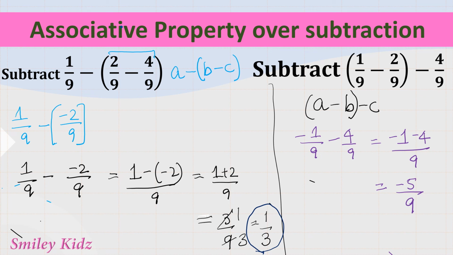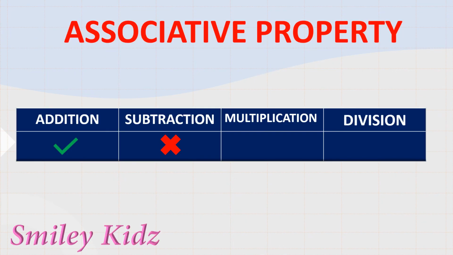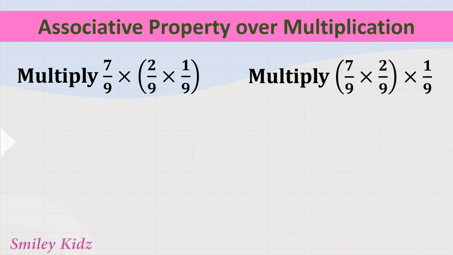And when we are doing the second condition, we are getting minus 5 by 9. So this says that associative property over subtraction is not satisfied for rational numbers. We have filled the second block, that is, rational numbers do not satisfy associative property over subtraction. Associative property over multiplication.